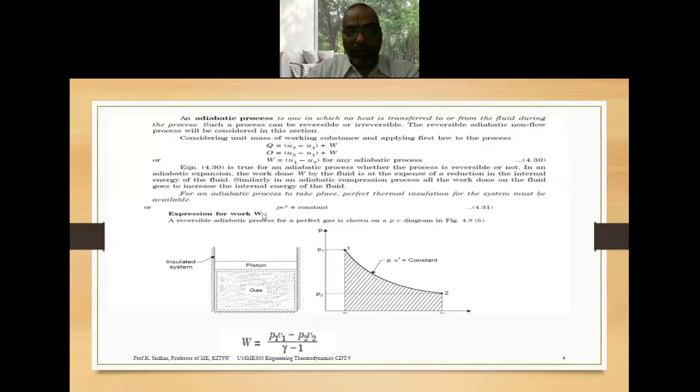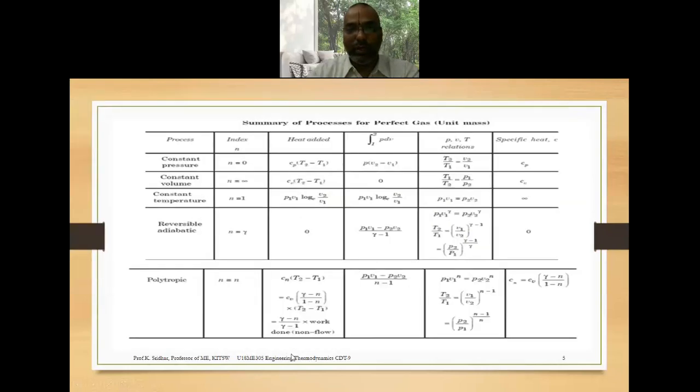So finally, we are able to estimate the work transfer during the adiabatic process. 1 to 2 is the expansion process, 2 to 1 is the compression process. This formula is applicable for only the adiabatic expansion process. So the work transfer during the adiabatic expansion process is equivalent to P1 V1 minus P2 V2 by gamma minus 1. That is the formula by which you can estimate the work transfer during the adiabatic process. The same thing I have written here, P1 V1 minus P2 V2 by gamma minus 1.